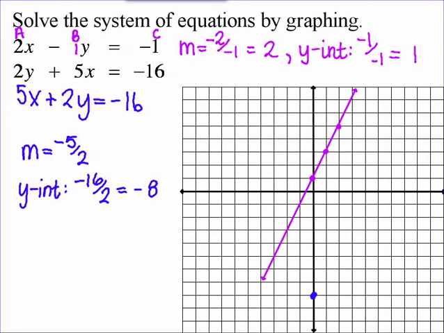Now slope of -5/2 means that you go down 5 and over 2, to the right 2. What's another way from this point I can do a slope of -5/2? Up 5 and to the left 2. Oh, look at that. So that's where they intersect.